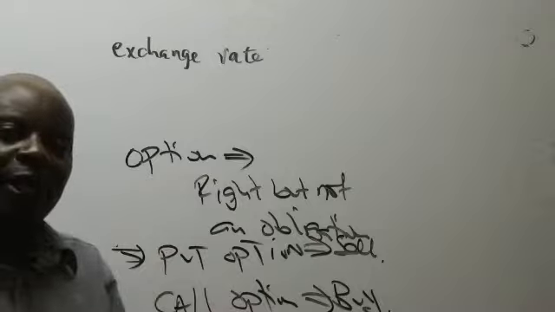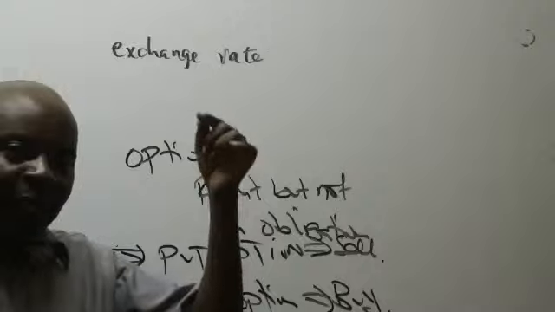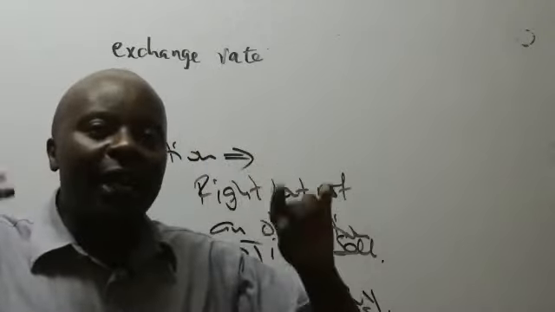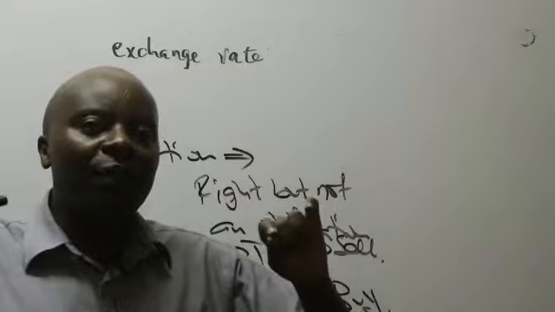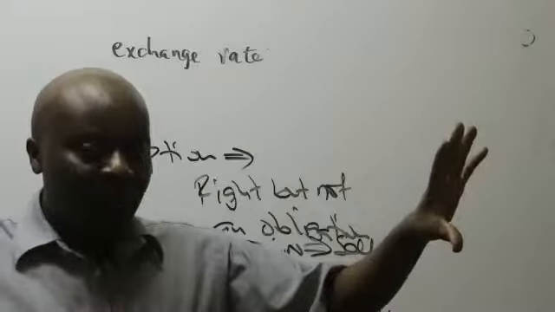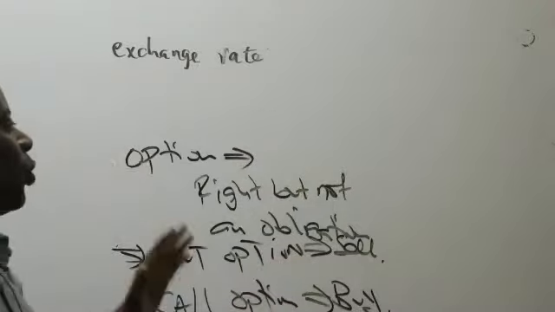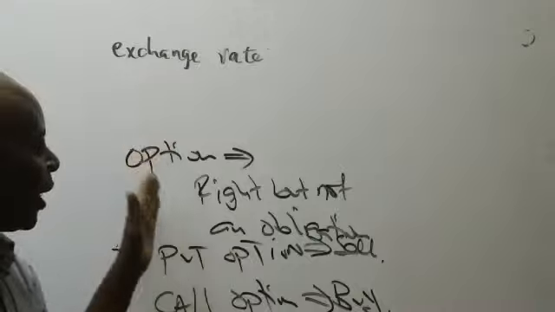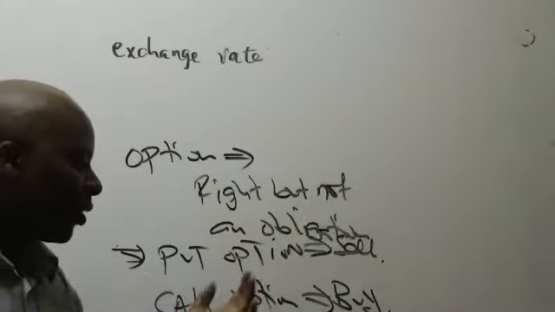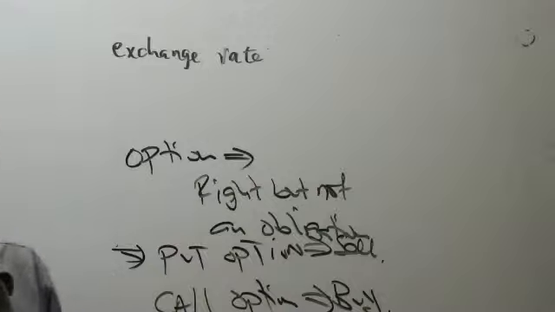So most importantly, we appreciate that a currency option gives the holder the right, but not an obligation to buy or sell. That is a currency option. But down here, we are able to narrow this down into two types of options. Put gives you the right to sell. Call gives you the right to buy.